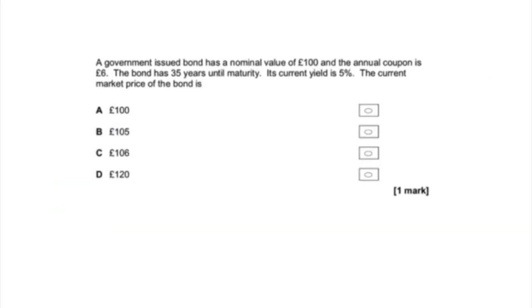Right, this is the final MCQ that we're going to look at, and it's a calculation question, similar to what we've done before in the previous examples. So if the government has issued a bond of £100 and the annual coupon is £6, the bond has 35 years until maturity, its current yield is 5%, what is the current market price of the bond? You need to use that formula, you'll need to rearrange the formula. Again, if you pause the video and have a go, I'll then go through the answer.